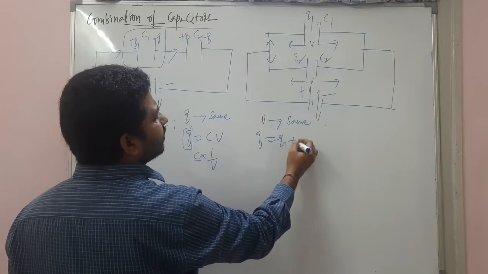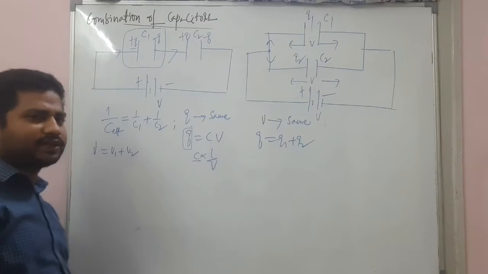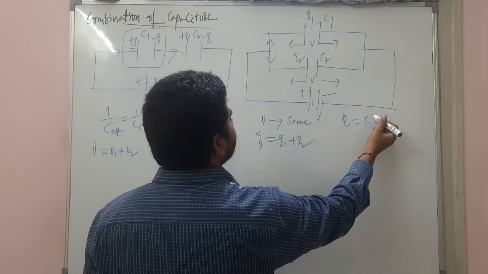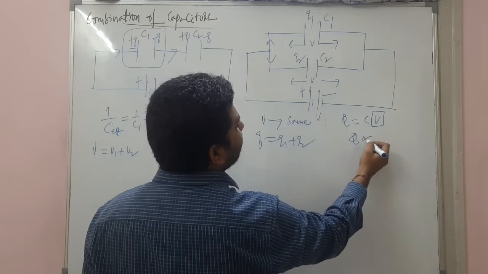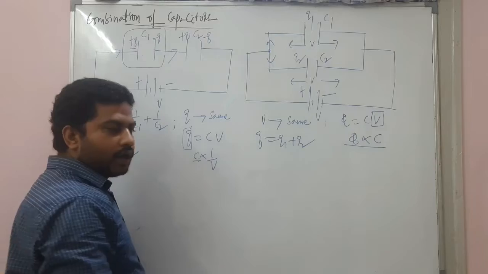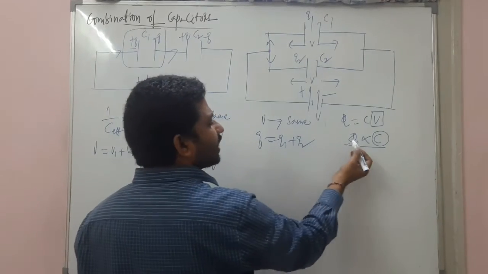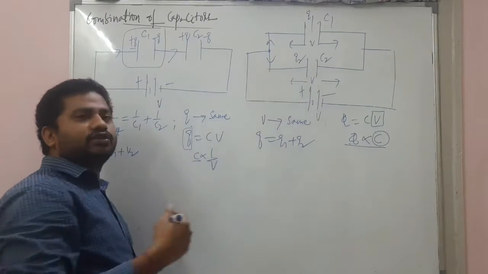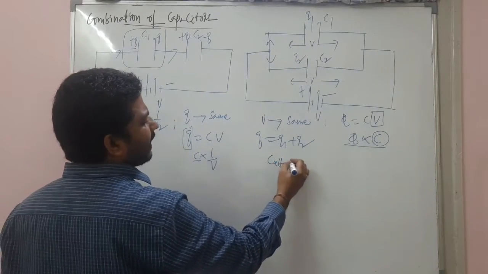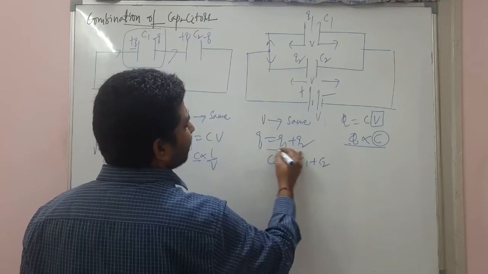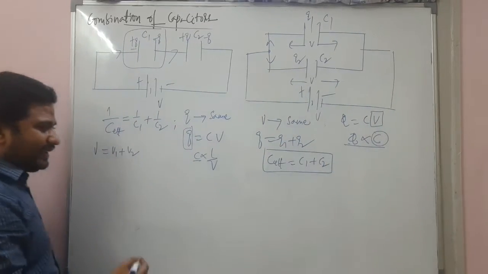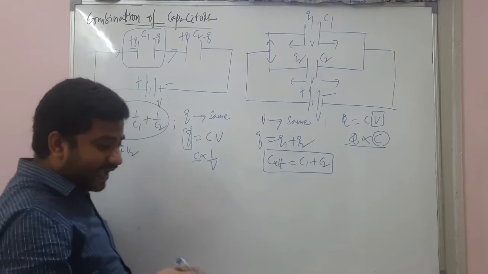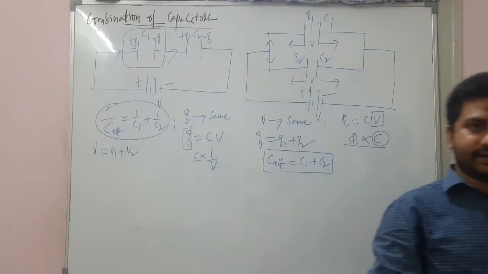Total charge will be distributed like this, Q1 plus Q2 plus Q3, and so on. And Q is equal to CV when V is same. So Q is directly proportional to C. The more the capacitance, the more charge will be stored on it. That's it. So in the parallel combination of the capacitors, effective capacitance will be equal to C1 plus C2 plus C3, and so on. Exactly reverse of resistors, right?